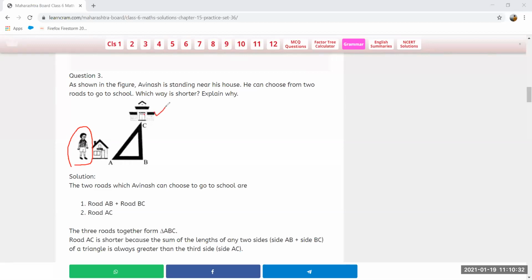And this is his house. Okay. He is standing near his house and he wants to go to school. He reaches the school. Which way is shorter? And explain why.